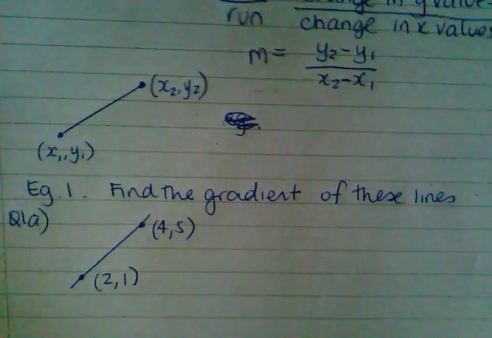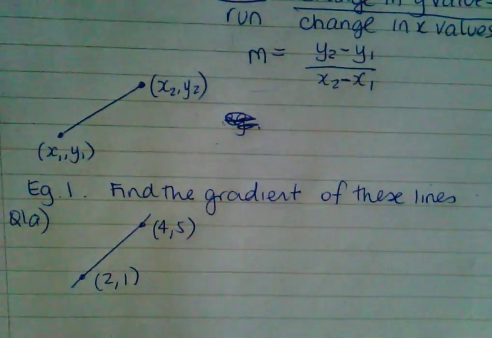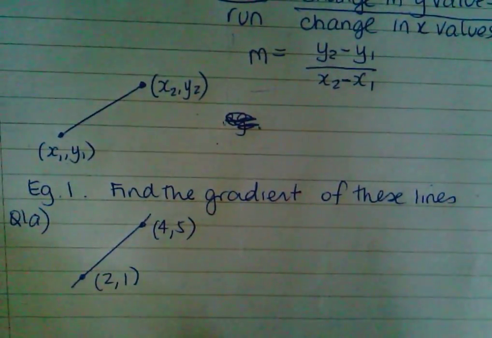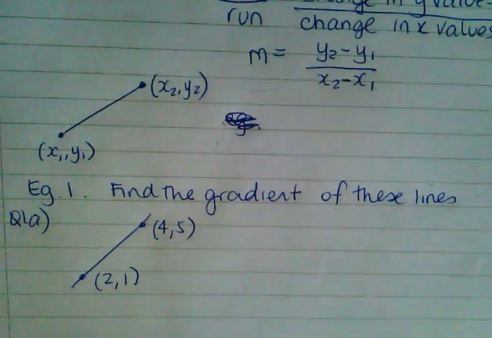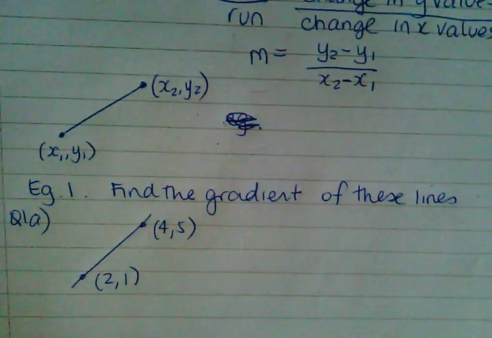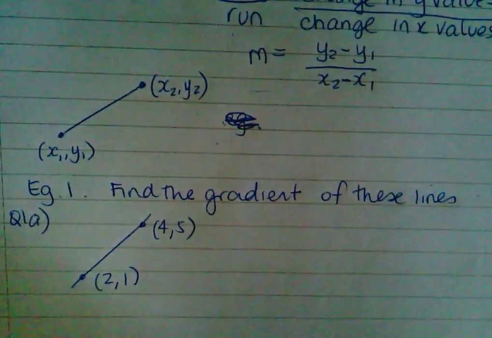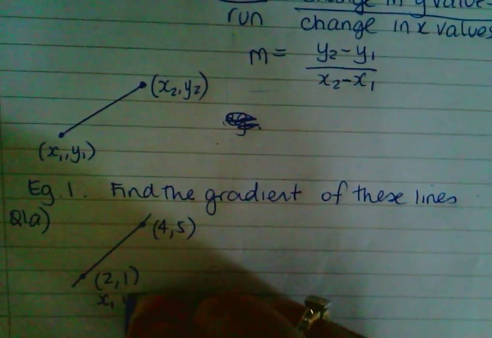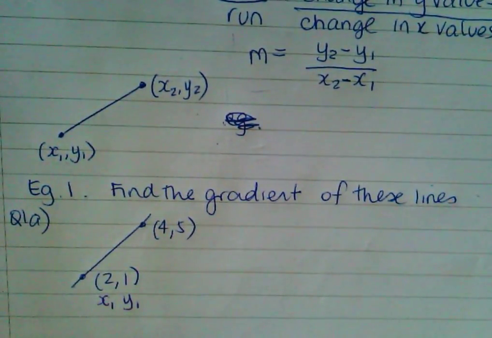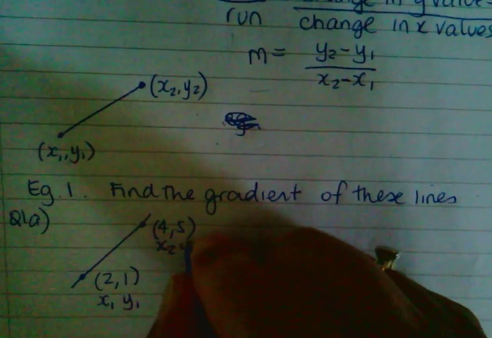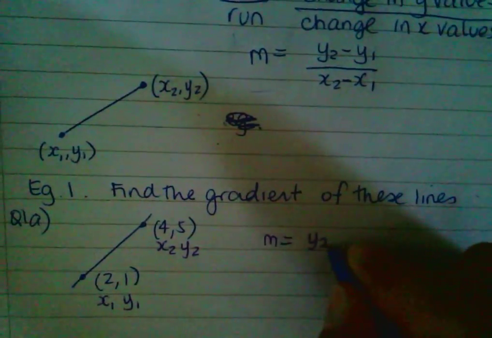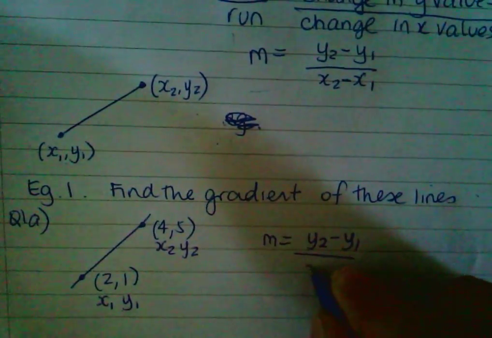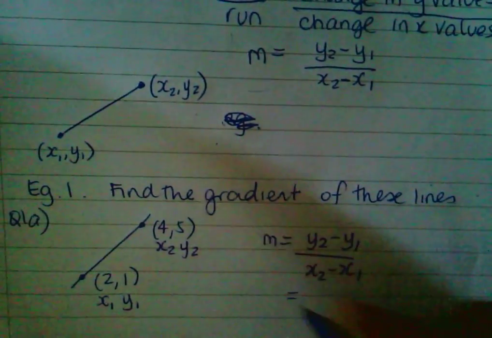So just some examples. First one is to find the gradient of these lines. So I know I don't have a grid here, but if a line passes through the point (2, 1) and also through the point (4, 5), I like to make the point lower down my point 1, and the higher one, point 2. So this is an x, y value, so I call this point x1, y1. Do you get it? And I call this point x2, y2. So my gradient is change in y values, y2 minus y1 over x2 minus x1.